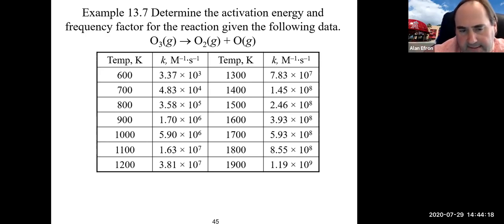This is a classic table that's given in an Arrhenius plot problem. The nice thing about this table is that the temperature is given in Kelvin. Sometimes it's given in Celsius, which means you have to convert it to Kelvin. So we do have our temperature in Kelvin, which is good. We also have our rate constant, which is good. So we would want to use our formula here to make our plot.